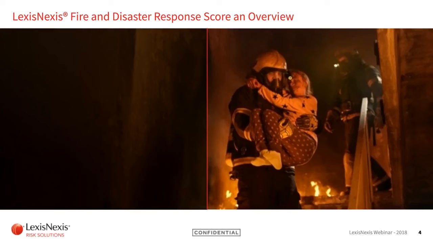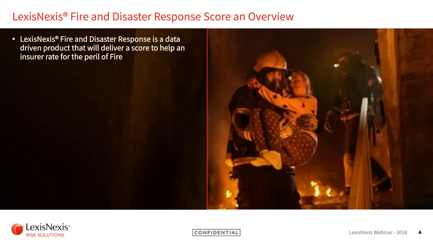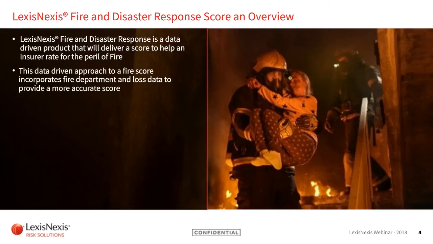The LexisNexis Fire and Disaster, or FDR as we sometimes call it, is a data-driven product that will deliver a score of 1 to 10 to help insurers rate and underwrite for the peril of fire. To make adoption easier for all parties involved, we decided to use a common score out there. So we're using a score of 1 to 10, and that will make adoption easier for agents, underwriters, your actuarial staff, and regulators. We felt that using a 1 to 10 score was logical and would be easy for everyone to grasp, even though it's likely your score will not line up with the score you see on the market today because of the radically different way in which we are determining our score.